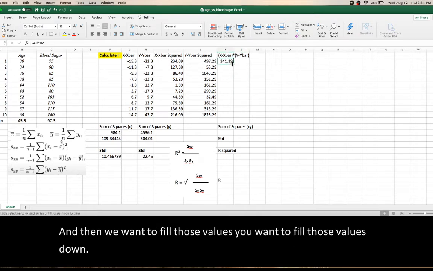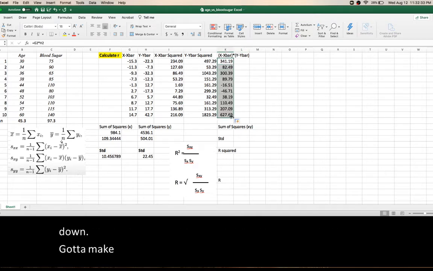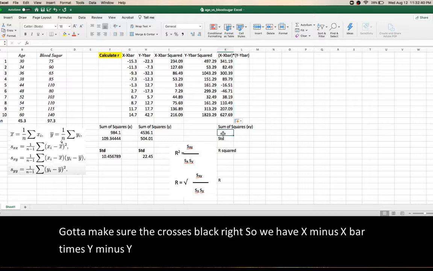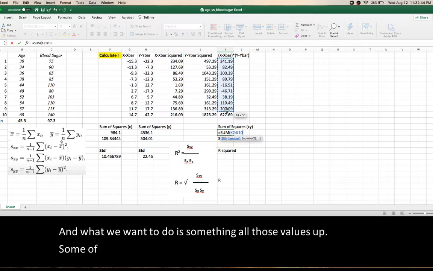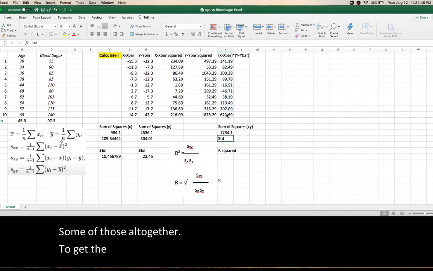Gotta make sure the cross is black, right? So we have x minus x bar times y minus y bar, and what we want to do is sum all those values up. Sum those all together to get the sum of squares for x and y.